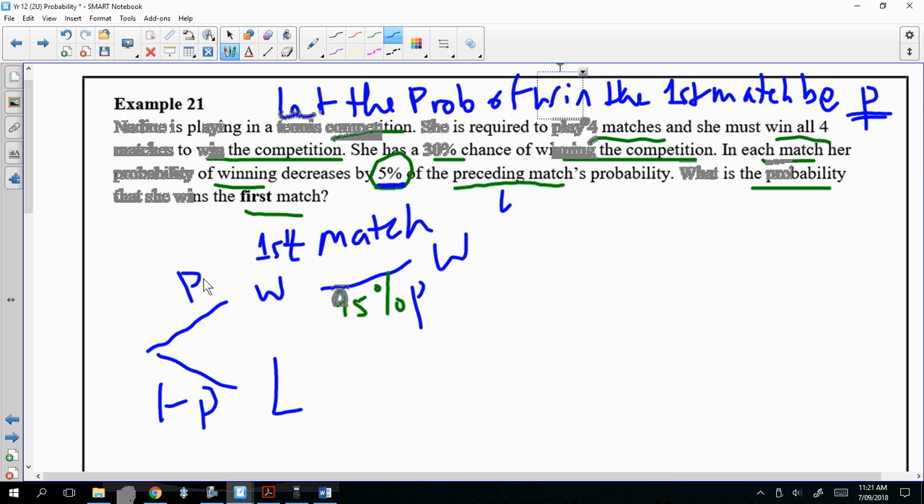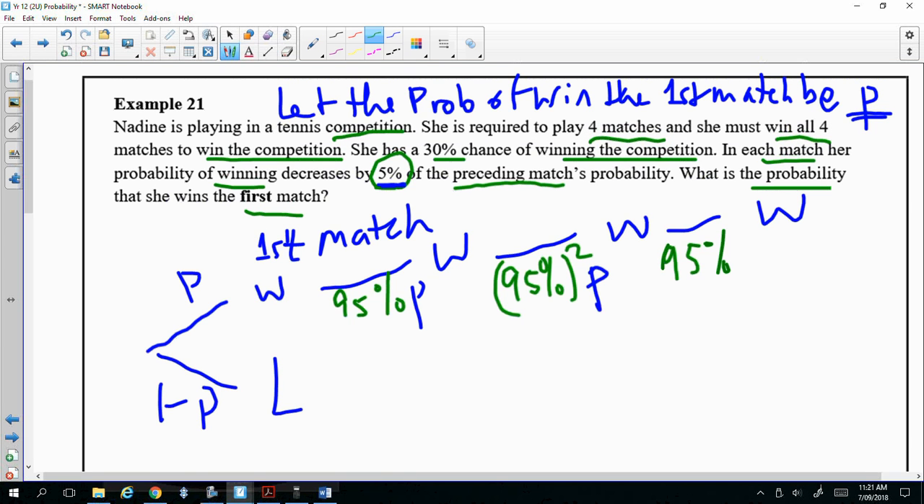And then we'll proceed to the third match. The third match will be 95% of the previous, so you go 95% squared, right? Because you have to times 95% of the previous match, P. And to win the last match, it will be even 5% less, so it will be 95% of P cubed. Okay?